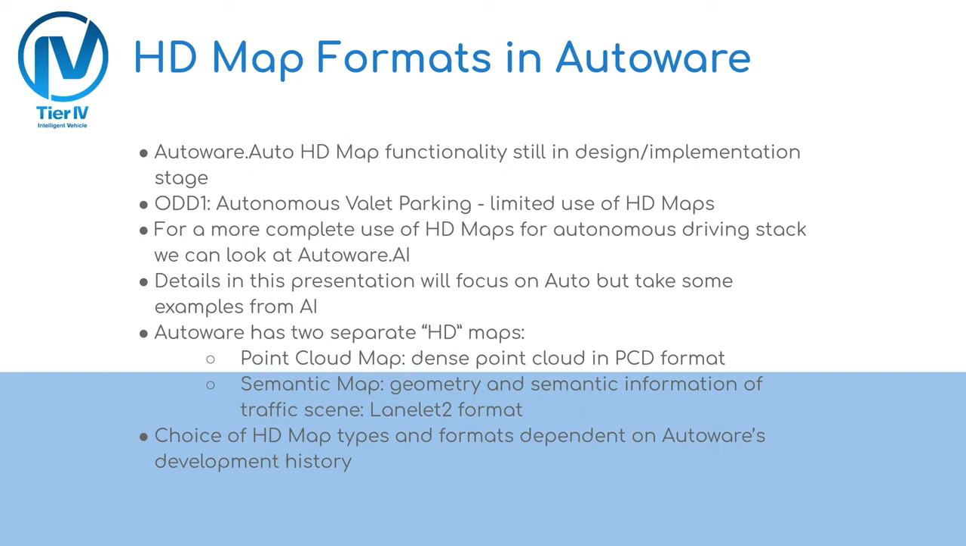The two types of HD maps used in Autoware and the particular formats that are used to represent them are 1, a point cloud map in PCD format, and 2, a semantic map in Lanelet2 format. The choice of HD map types and formats in Autoware.Auto is somewhat dependent on Autoware's development history, and I will present a short history of HD map use to give some context for the current formats.